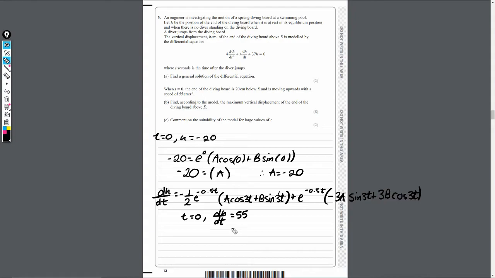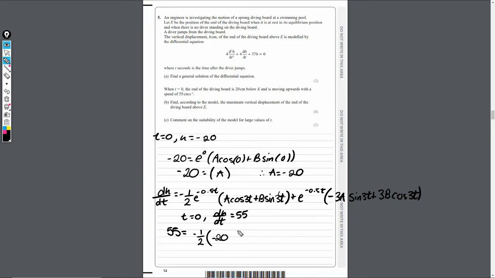So using this now, I can work out that 55 is going to be equal to minus a half e to the minus half t, so that's going to be 1 again, so minus a half minus 20 times 1, so minus 20. So my first bit here, this b sine 3t will cancel, so I'm going to get minus a half of minus 20 here, because my a is minus 20 cos 3t, so it's going to be minus half of minus 20, like so.